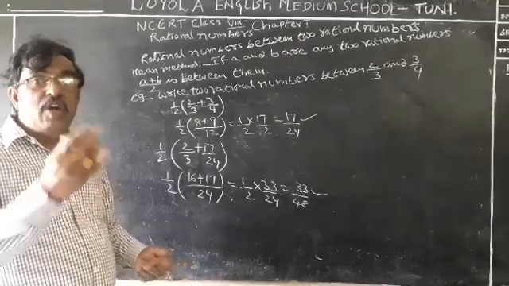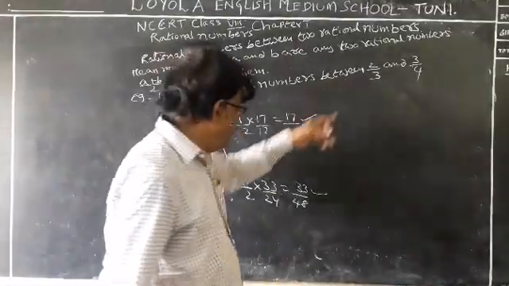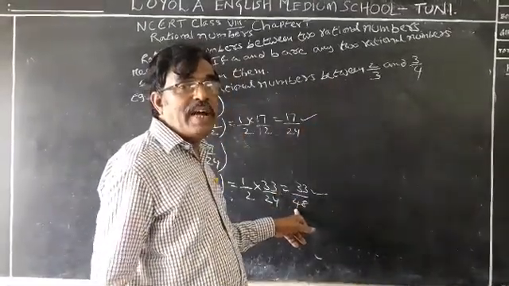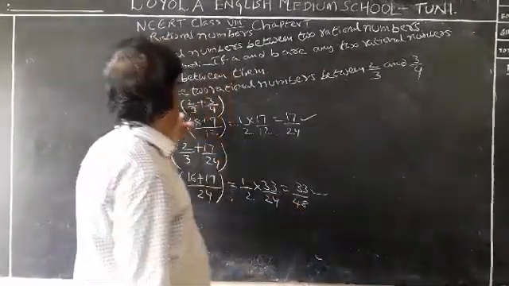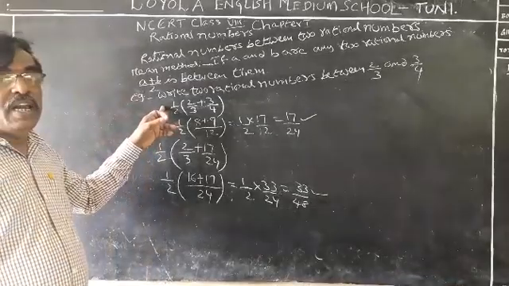For example, if I want the third one, at the time, 2 by 3 plus 33 by 48. Like that, if you find the mean between the given numbers, we can find the answer. Now, understood, all of you?